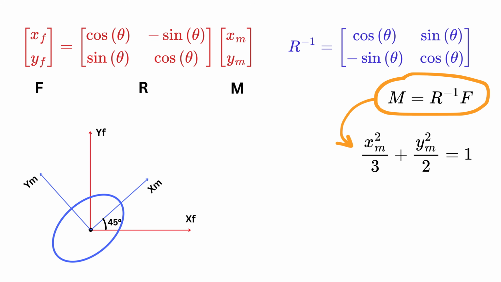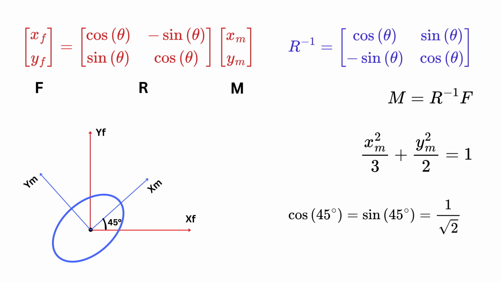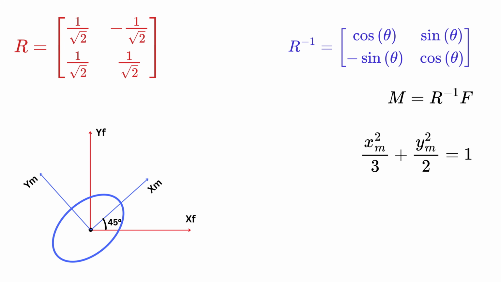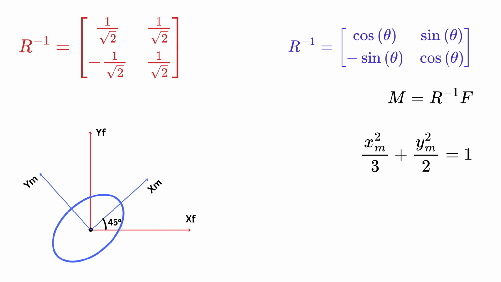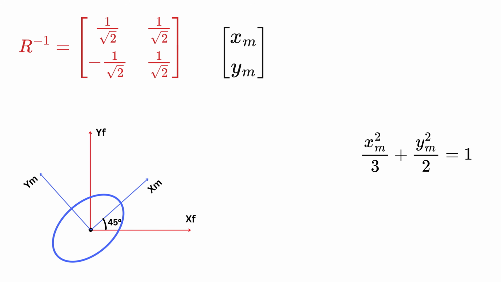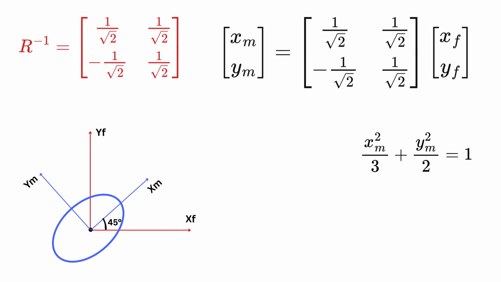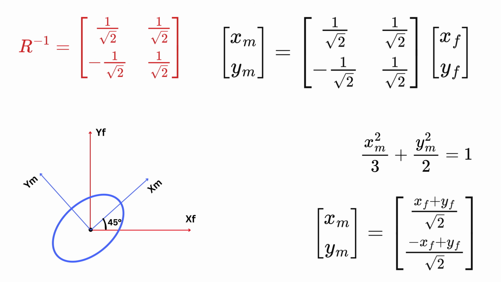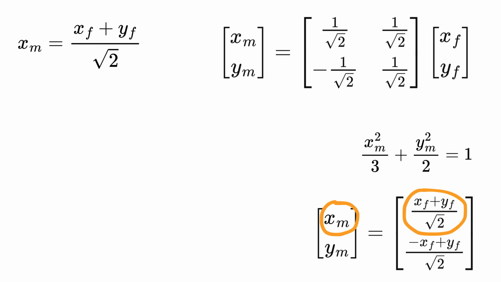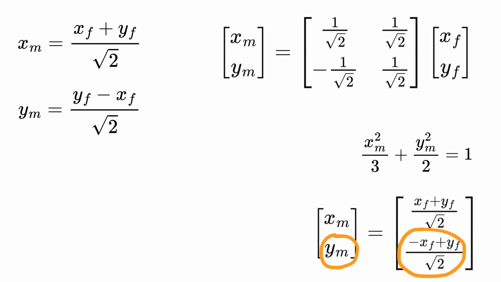This is now very simple. The rotation angle is 45 degrees. For 45 degrees, both cosine and sine 45 degrees equal 1 divided by square root 2. So the rotation matrix R will be this. Therefore, its inverse will be this. Now multiply it with the xf and yf vector to get this. So xm equals (xf plus yf) over root 2 and ym equals (yf minus xf) over root 2.